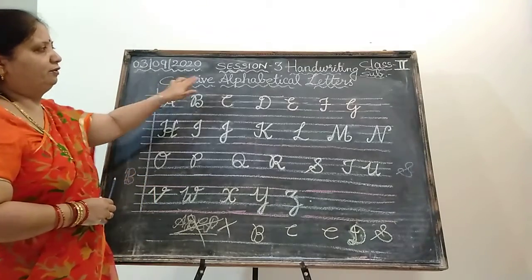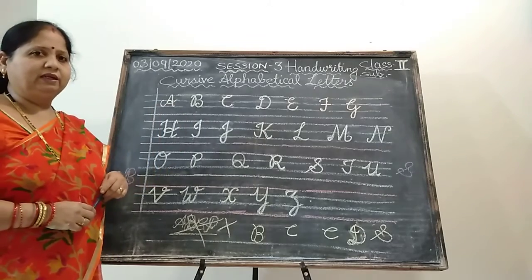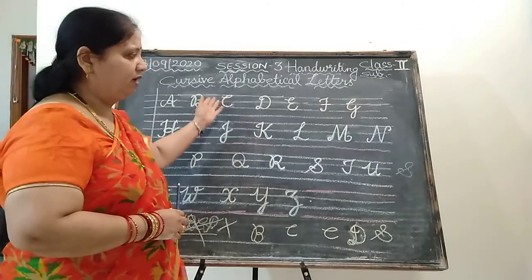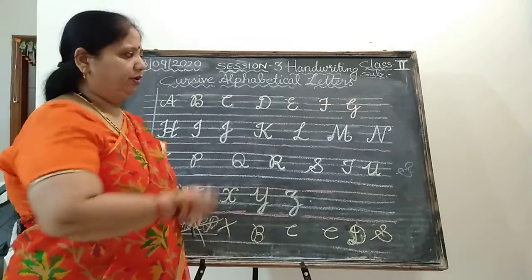So the cursive alphabet letters A to Z are completed. Okay, fine. Is it clear to everyone? I hope everyone has understood the way of writing letters on the board. Isn't it? Okay children, come on, write down.